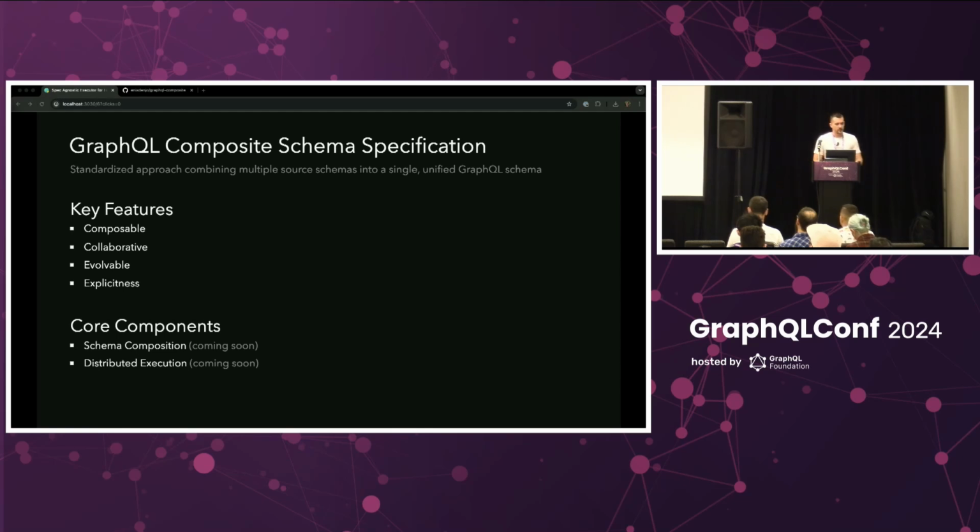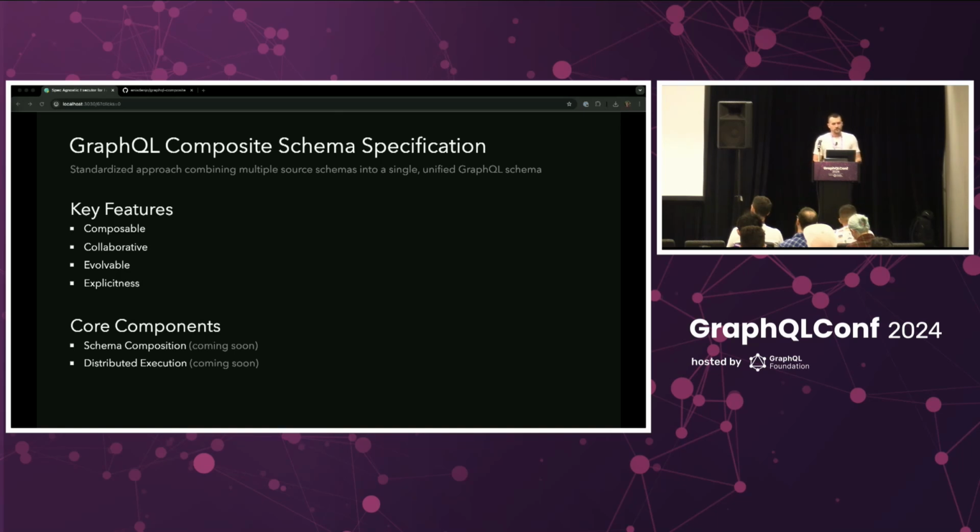It's very explicit. So one of the core ideas in the GraphQL Composite schema is to be as clear and explicit as possible. It avoids ambiguous assumptions and conventions. We reduce the risk of failures as the system grows and becomes more complex.